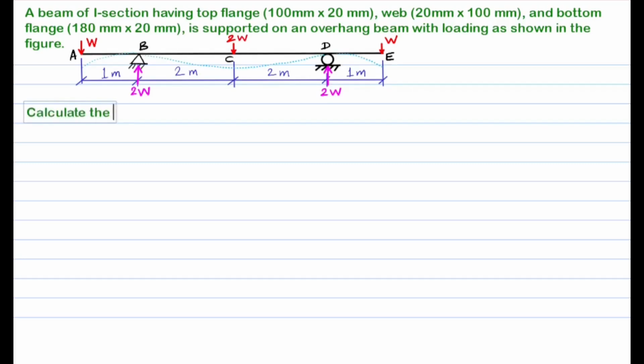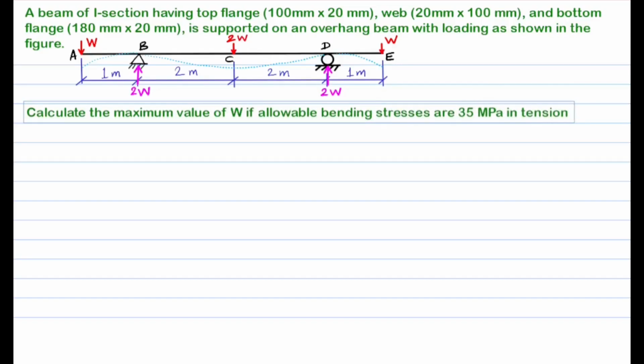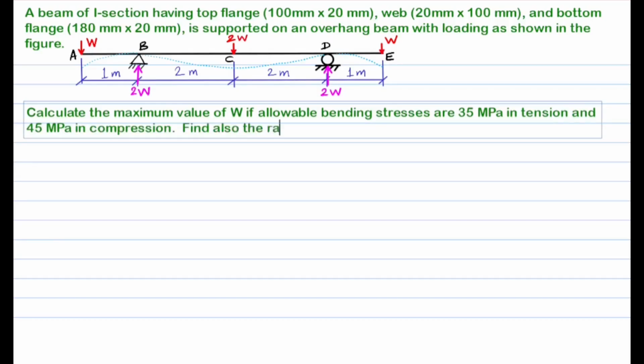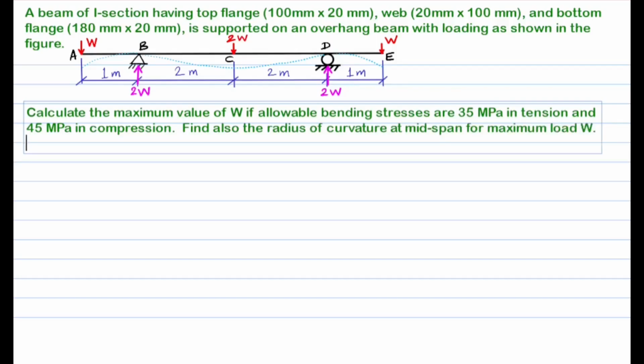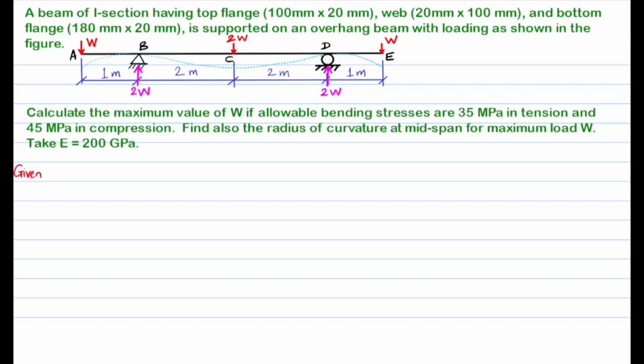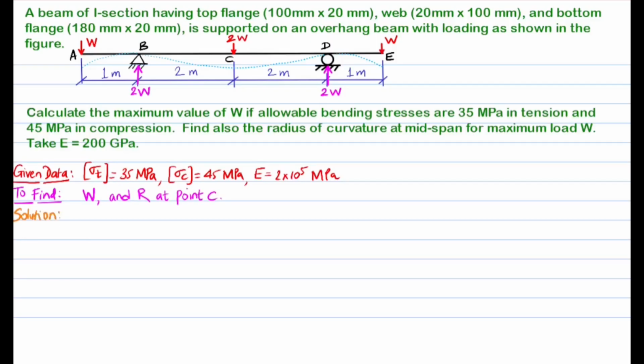Calculate the maximum value of W in kilonewtons if available bending stresses are 35 megapascals in tension and 45 megapascals in compression. Find also the radius of curvature at midspan for maximum load W. Take Young's modulus of elasticity E as 200 gigapascal. Let us first write the given data. Then the parameters to be found out are written next. We now draw the beam cross section as per the dimensions given.